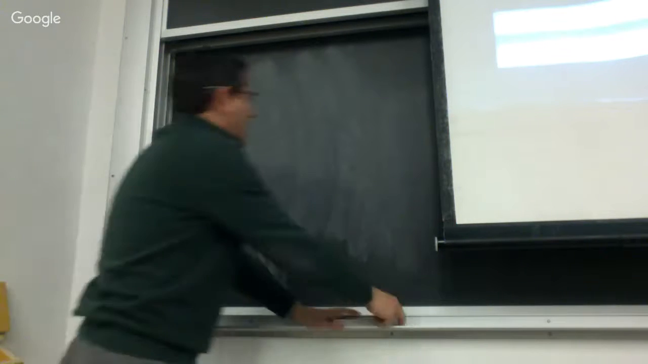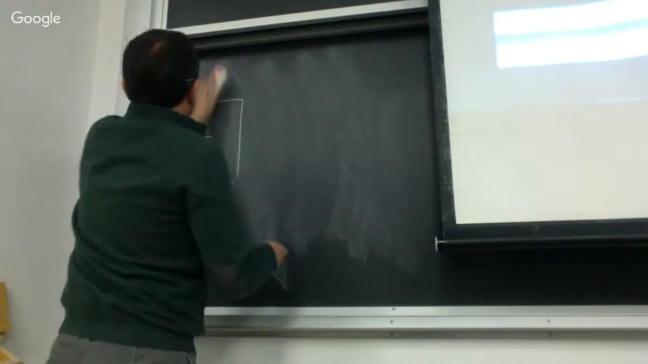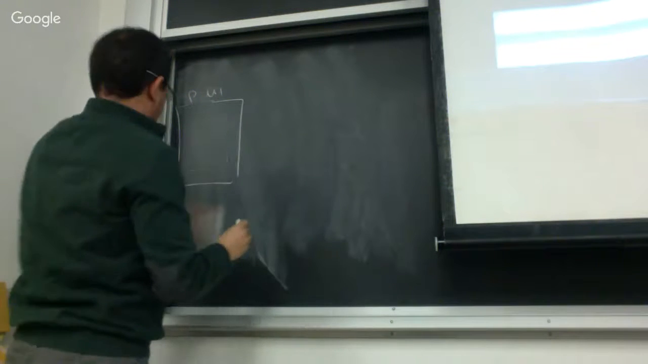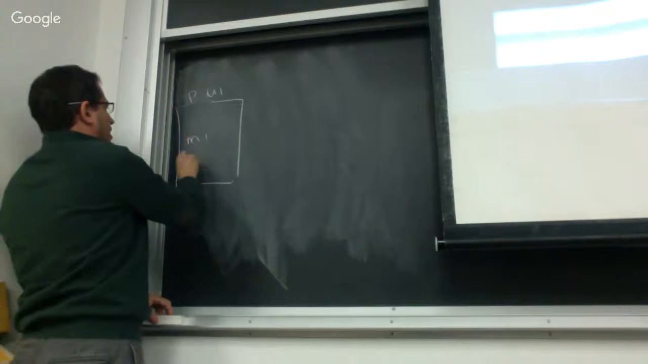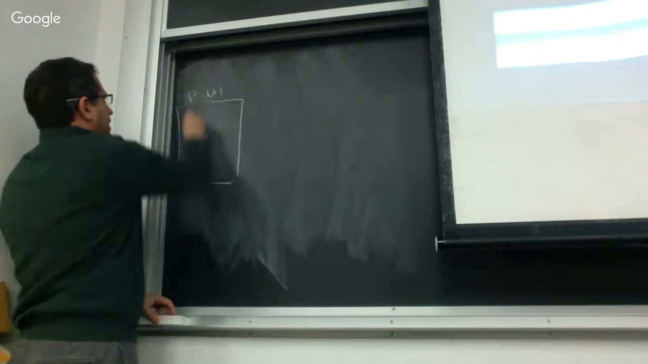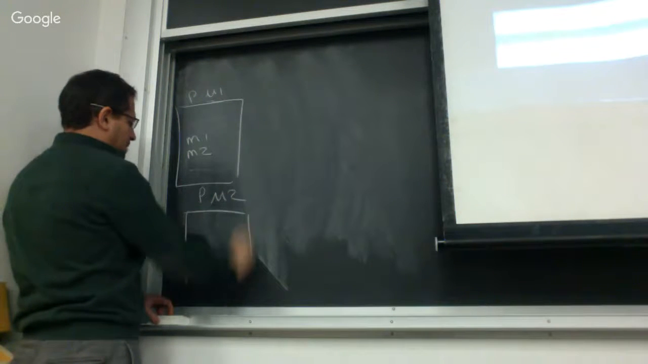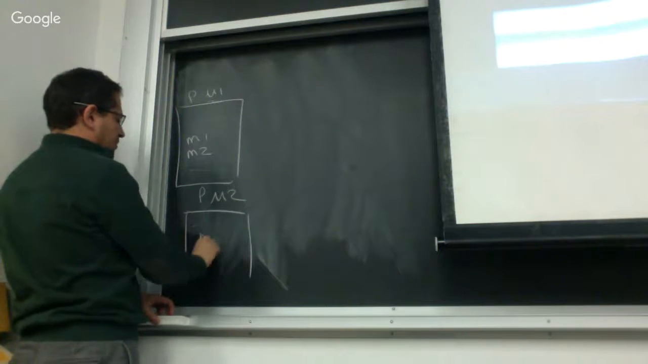So if you have here the profile for user 1, they'll have maybe movie 1 and movie 2. If instead you're in a different profile, user 2, you might show different movies. Maybe movie 2 and movie 3.